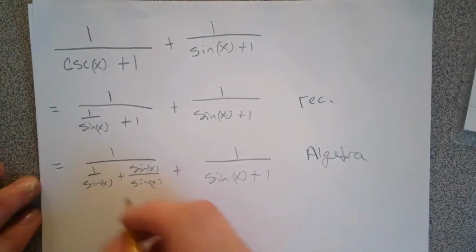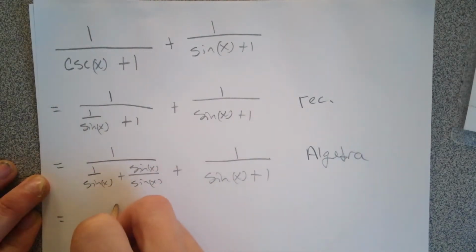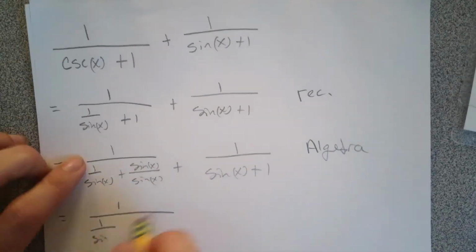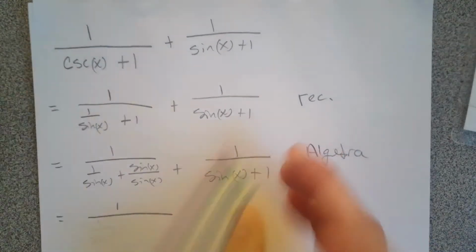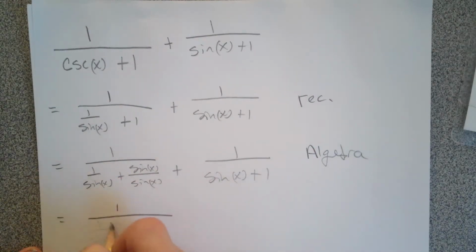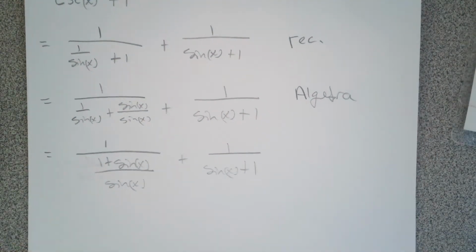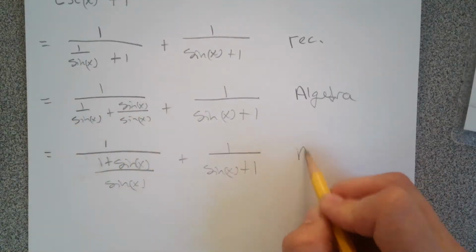All right, so now I have that common denominator. So I have 1 over sine. So what can I do now? I have the common denominator. Add them together, right? So I have 1 plus sine of x over sine of x. What did I use? I just used some algebra, right? Just added those two fractions together.